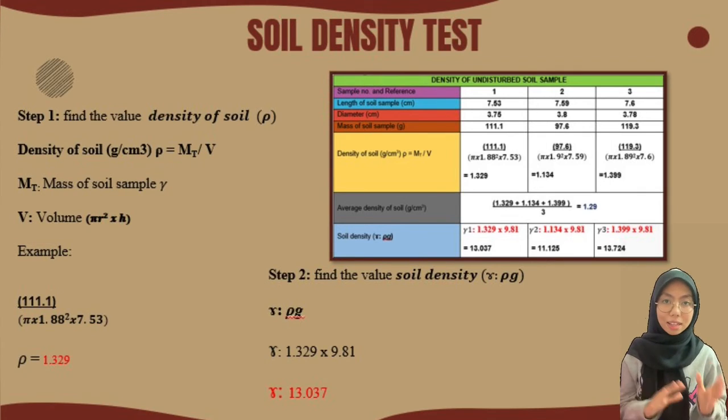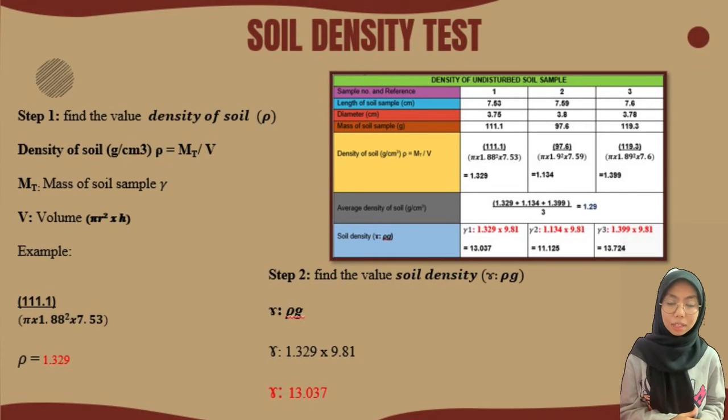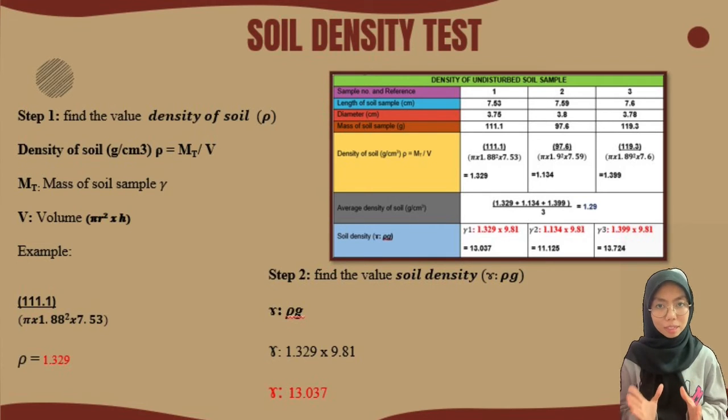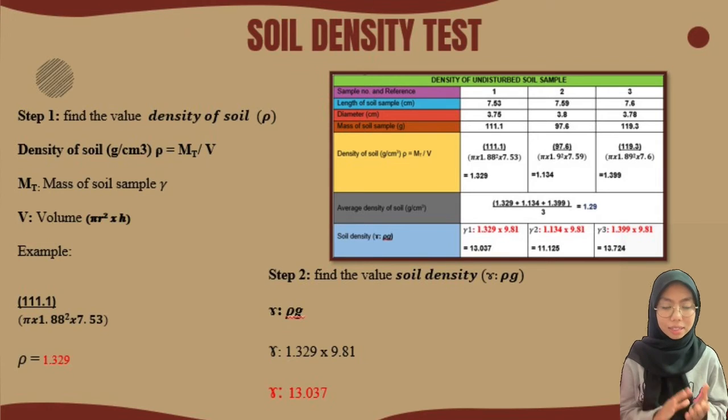Seterusnya adalah soil density test. Okey, untuk mendapatkan nilai soil density test, kami telah mengambil nilai data daripada soil sampling. Hal ini kerana di dalam eksperimen soil sampling kami dapat mencari nilai density.